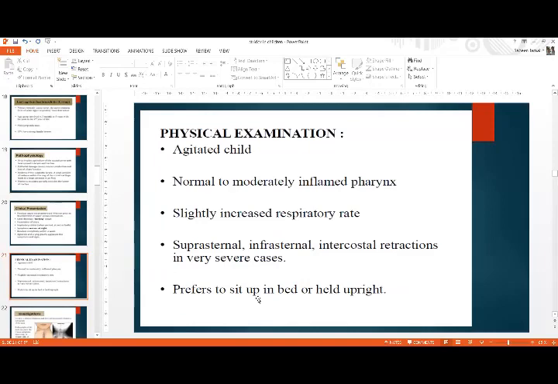On physical examination, we will find an agitated, irritable child, and the examination of the pharynx will be normal to some degree of moderate inflammation. There will be a slightly increased respiratory rate, with suprasternal, infrasternal and intercostal retractions in various areas. The child usually prefers to sit up in the bed or likes to be held upright.